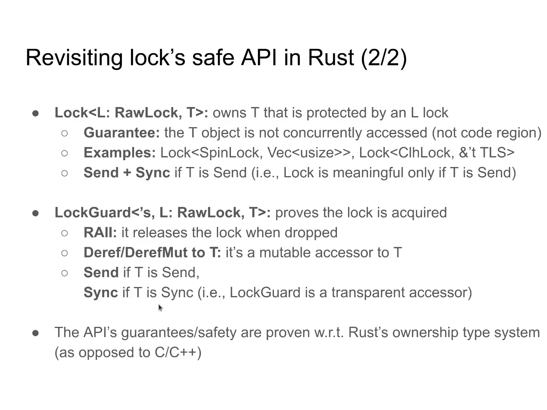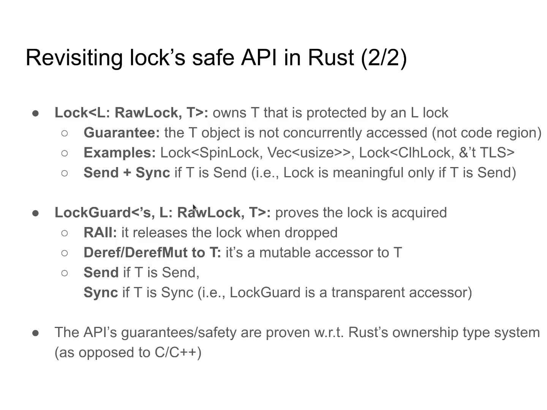The reason is that if T is not Sync, then it is unsafe to share the lock guard, because the other threads may dereference to the underlying data. So in order for the other threads to safely dereference the underlying data, the type T should be Sync as well. The explanation I have so far is summarized like this: LockGuard is a transparent accessor with respect to the Send and Sync traits.